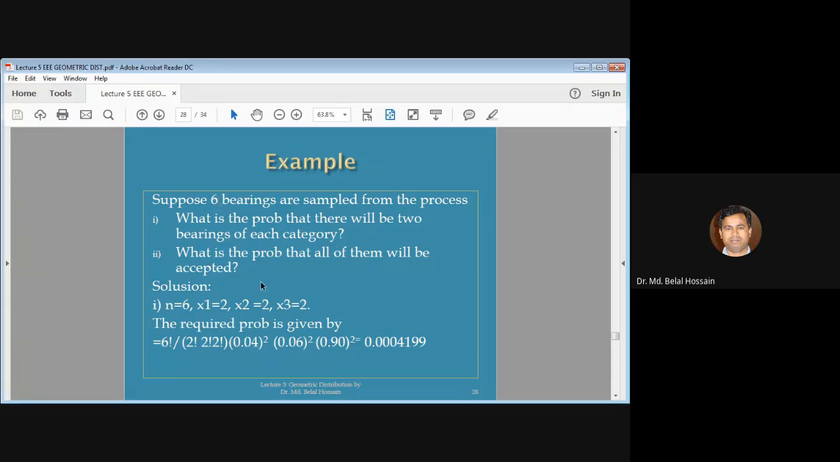আর ওই আগের ফর্মুলায় আপনি n equals 6 বসাবেন, এরপরে বের করেন what is the probability there will be 2 bearings of each category. তার মানে কি x1 এর মান কত? 2, x2 এর মান কত? 2, x3 এর মান কত? 2. So put the values in that formula.